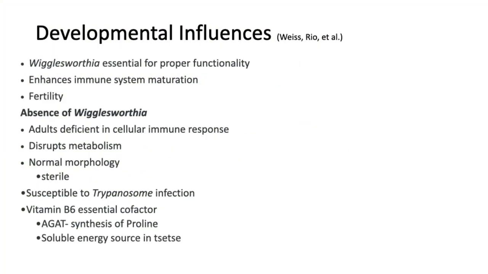How does Wigglesworthia influence development in the system? First, it is essential for proper functionality. It is known to enhance immune system maturation in the tsetse, and it aids in fertility. When Wigglesworthia is gone, we notice a deficient cellular immune response in the adult fly. It causes some disruption that impacts carbohydrate and amino acid metabolism. And we also recognize that the fly will eventually become sterile, even though they exhibit a normal morphology.